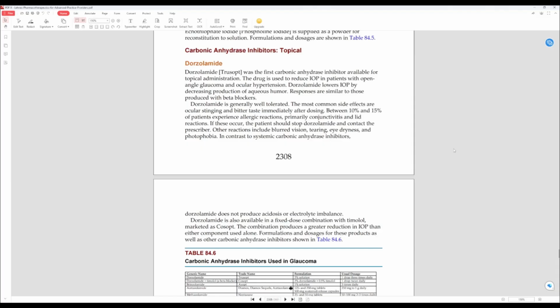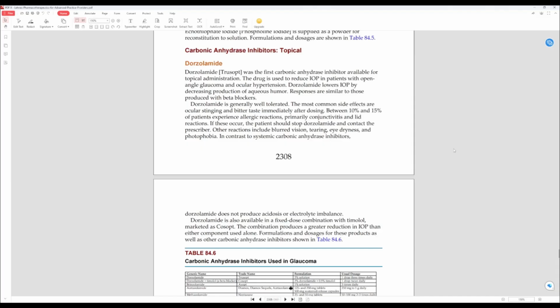Carbonic anhydrase inhibitors, the topical. Dorzolamide, also known as Trusopt, was the first carbonic anhydrase inhibitor available for topical administration. The drug is used to reduce IOP in patients with open-angle glaucoma and ocular hypertension. Dorzolamide lowers IOP by decreasing production of aqueous humor. Responses are very similar to those produced by a beta blocker.